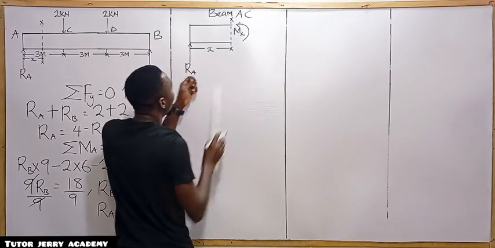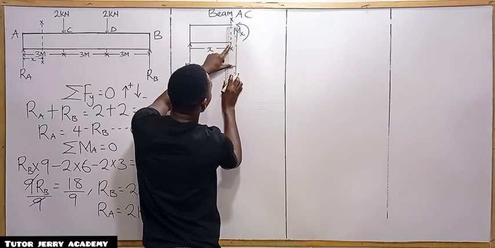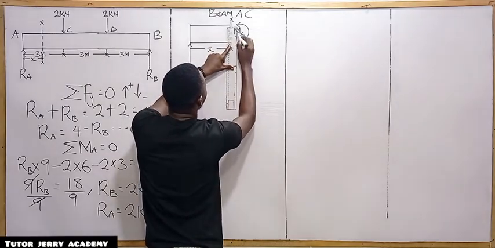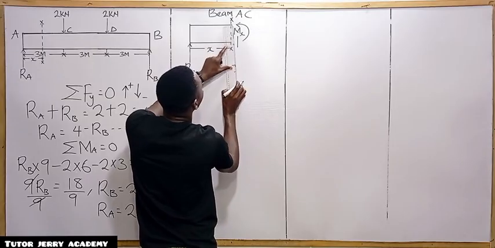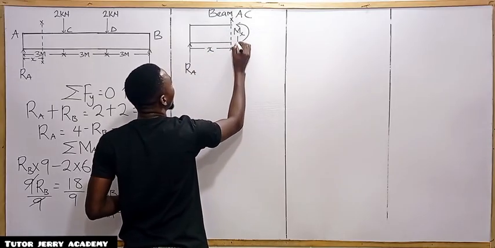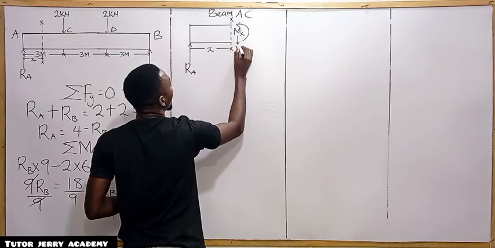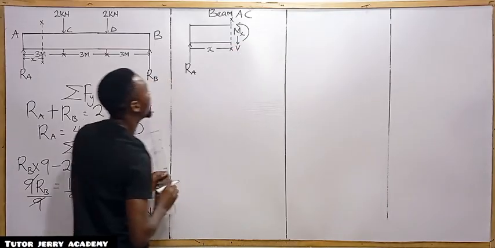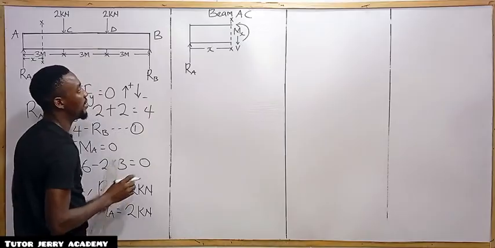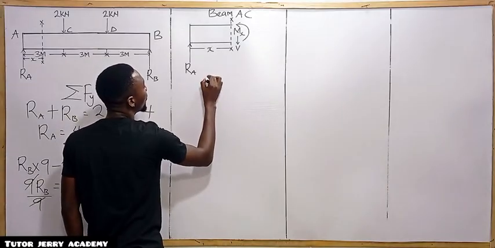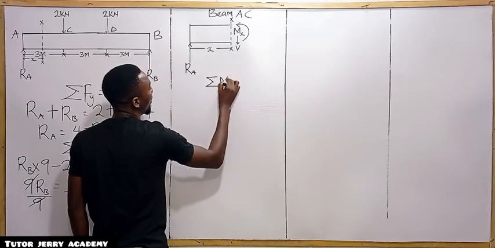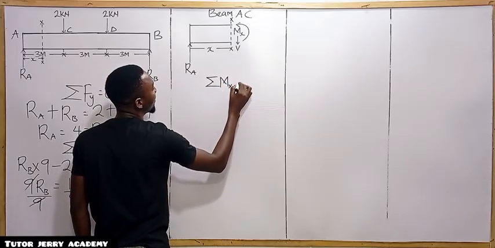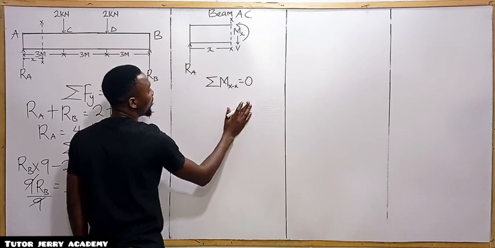All right. So moment about S. Then the next thing we are going to do is to draw the diagram for our shear force. All right, so this is it. Now, the next thing we are going to do is take the summation of moments about the section part SS to be equal to 0.